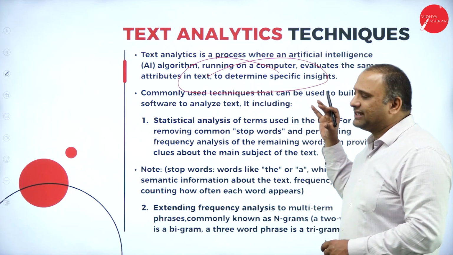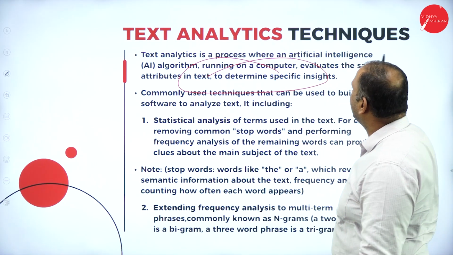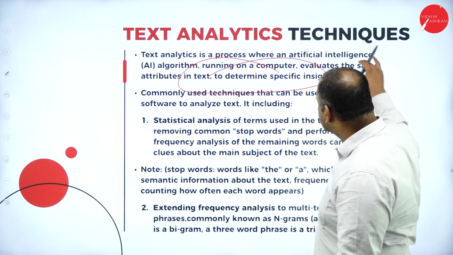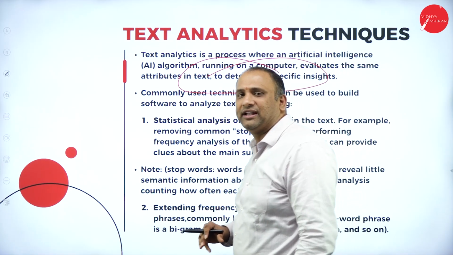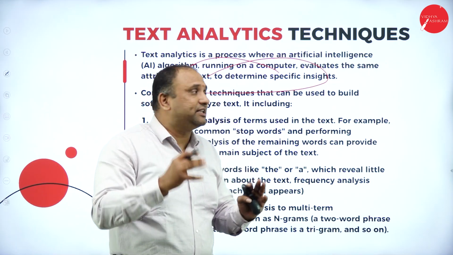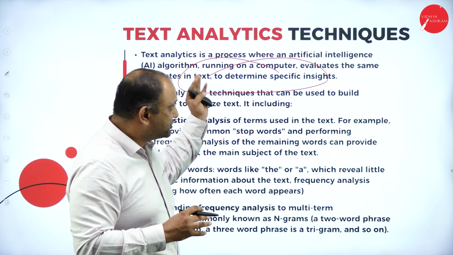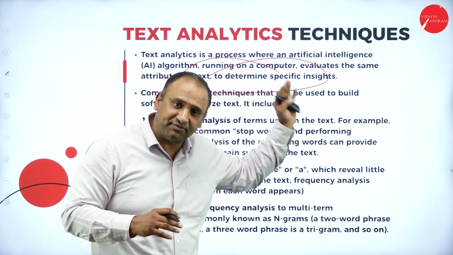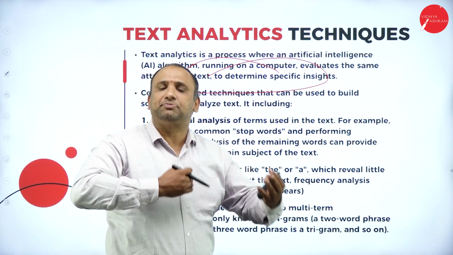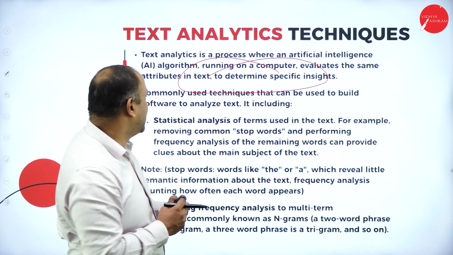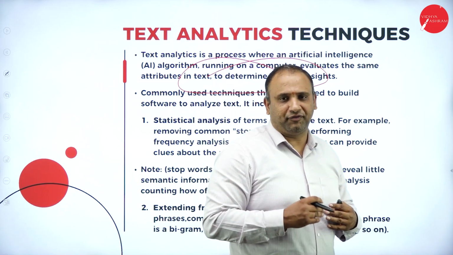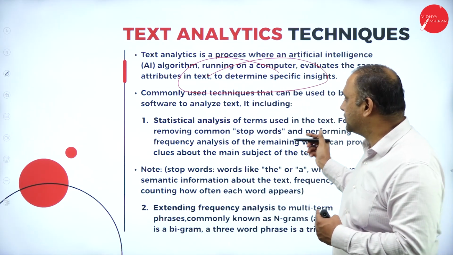Why? Text analytics is a process where artificial intelligence is running on a computer system, and it evaluates and attributes the text factors. The text attributes are taken into position. It starts evaluating, finding out how it is and where it is, and starts determining the specific insights altogether. The commonly used techniques that can be used to build software to analyze text are as follows.